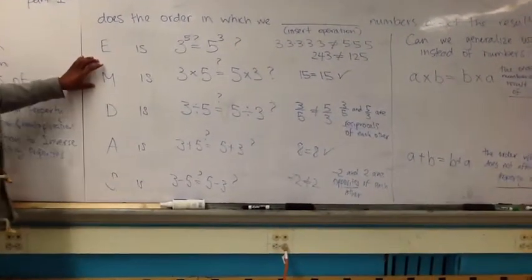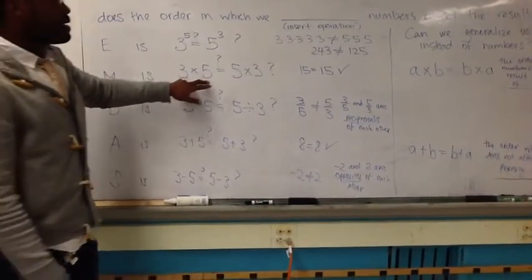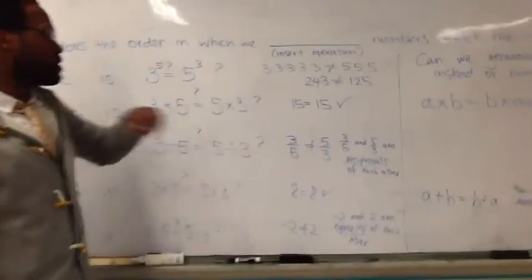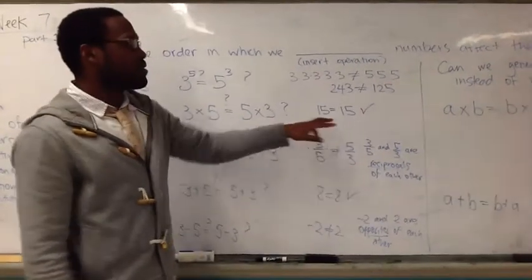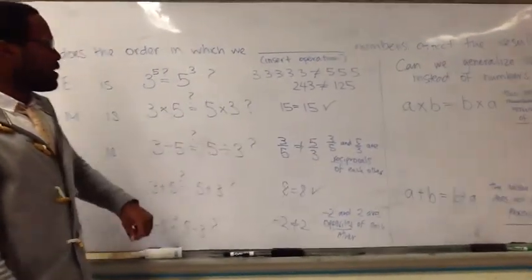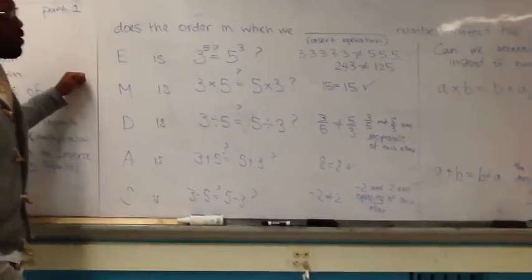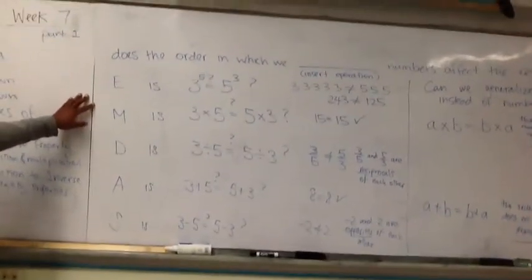For multiplication, we ask, is 3 times 5 equal to 5 times 3? Well, if 3 times 5 is 15, and 5 times 3 is 15, then it doesn't seem to matter what order we multiply numbers in.